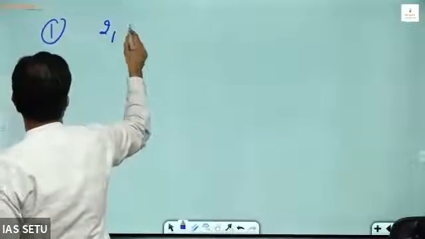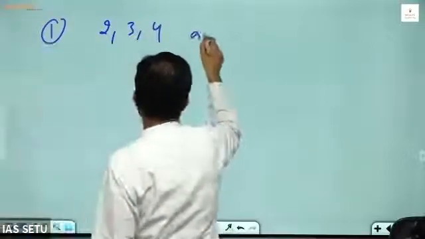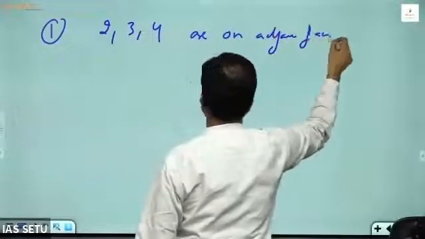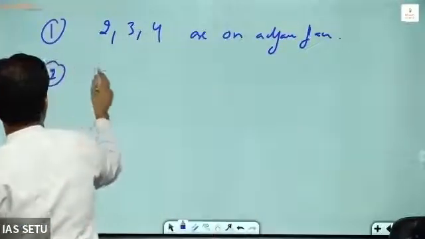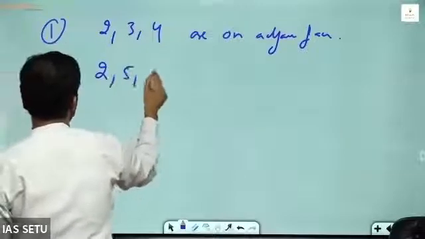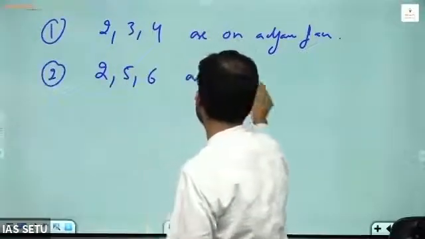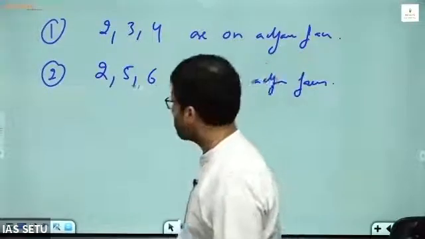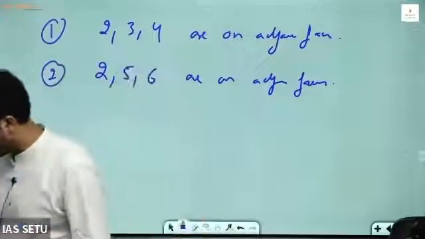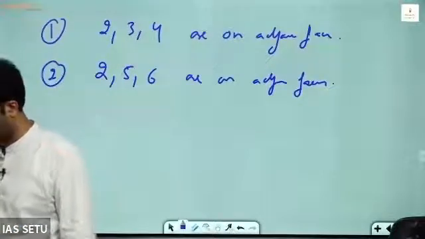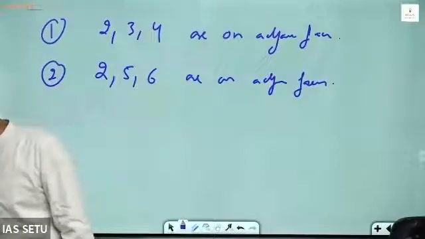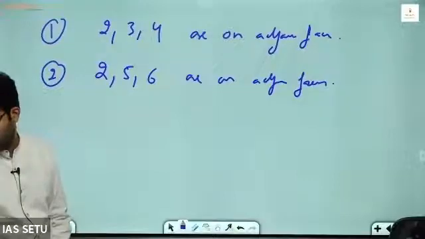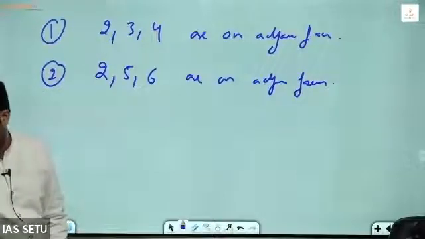2, 3, 4 are on adjacent faces. 2, 5, 6 are on adjacent faces. So based on these 2 statements, what can you conclude? 2 is opposite of 1. 1 is opposite of 2.